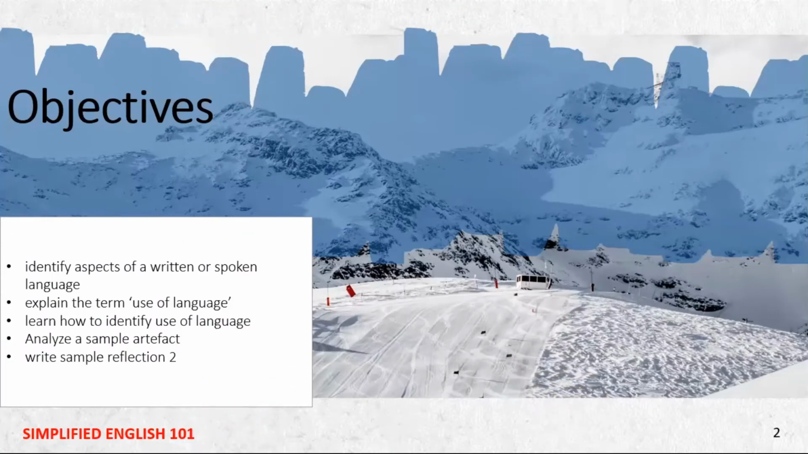For this lesson, we are going to be looking at how to identify aspects of a written or spoken language. Since we're doing the English Language SBA, we are going to be focusing on aspects of English language, whether written or spoken. We're going to define the use of language, what it means to you or what it should mean, how to identify the use of language in your particular artifact. We will analyze a sample artifact as well as write a sample reflection too.